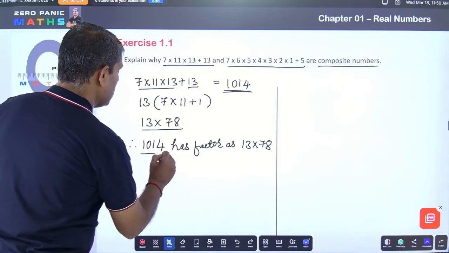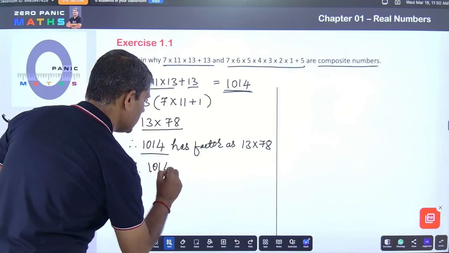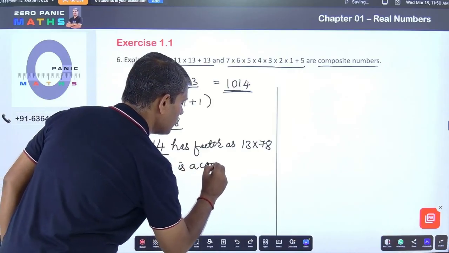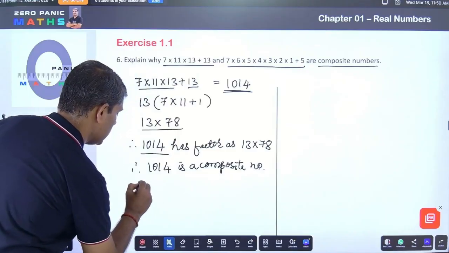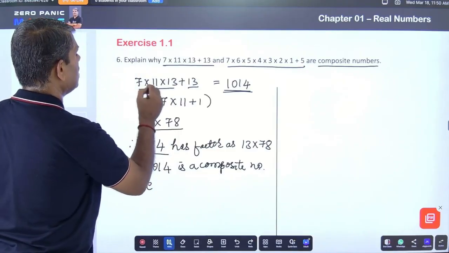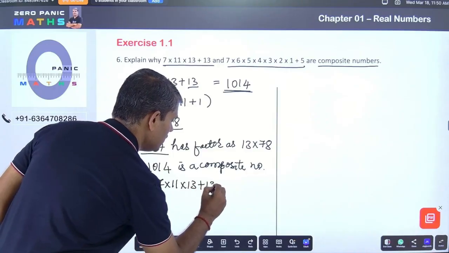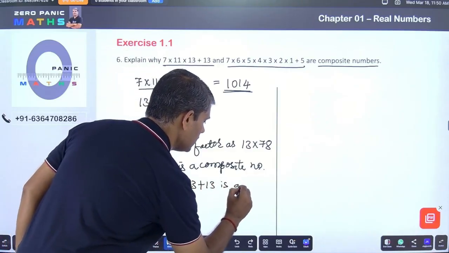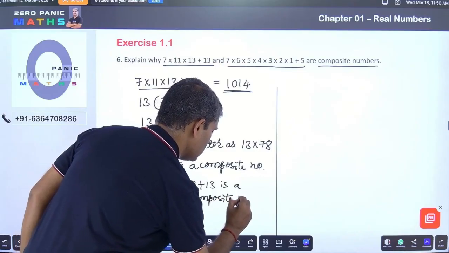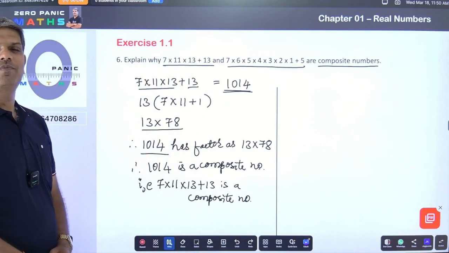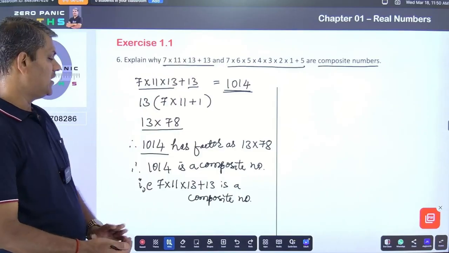So 1014 is a composite number, that is, this number 7 multiplied by 11 multiplied by 13 plus 13 is a composite number. This is how we proved that 7 multiplied by 11 multiplied by 13 plus 13 is a composite number.